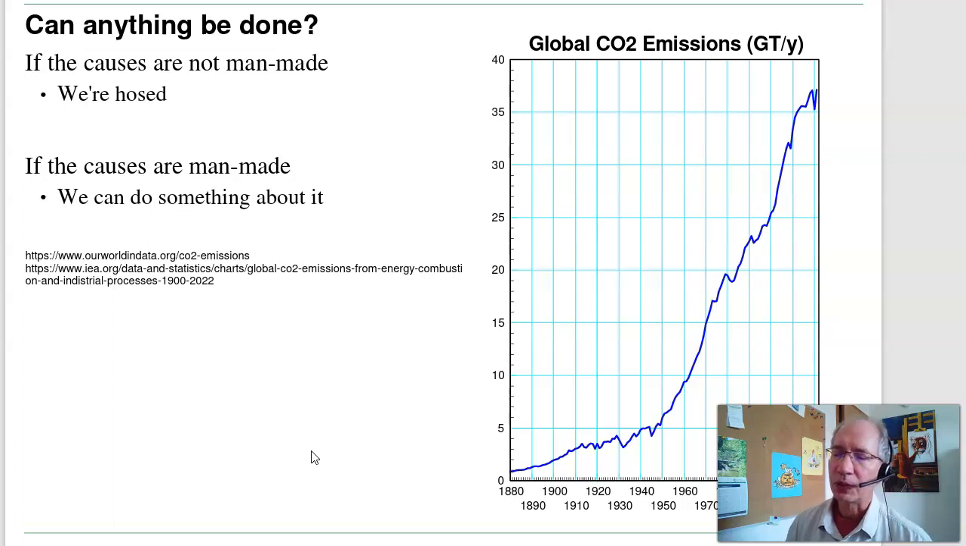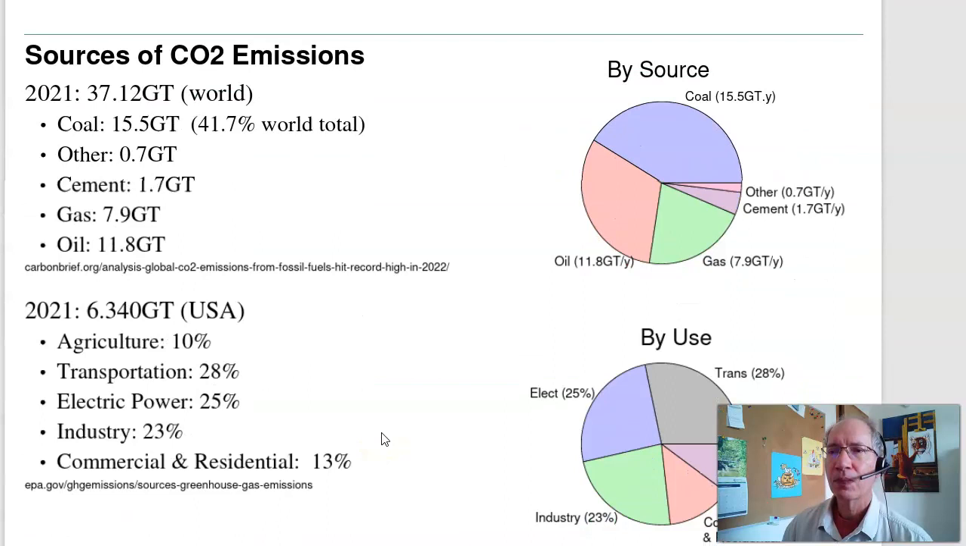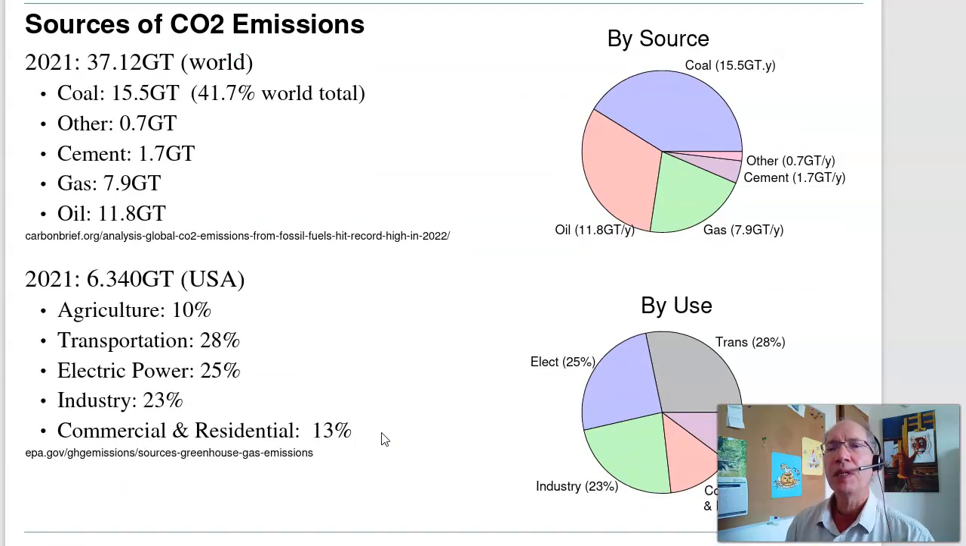CO2 is a greenhouse gas, and it warms the planet. If we want to avoid Permian extinction-like events, we need to cut back on our CO2 emissions. There are ways to do that. The main source of CO2 emissions is coal, oil, and gas. If we quit using coal, oil, and gas, that'll go a long way towards reducing our CO2 emissions.